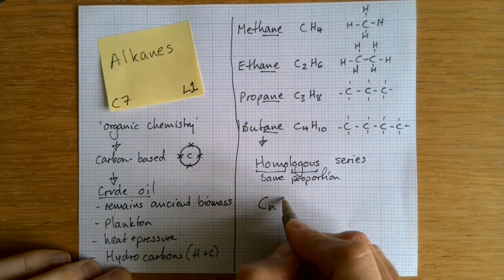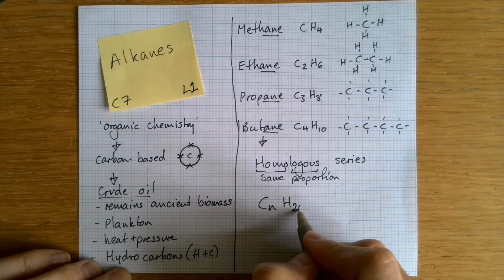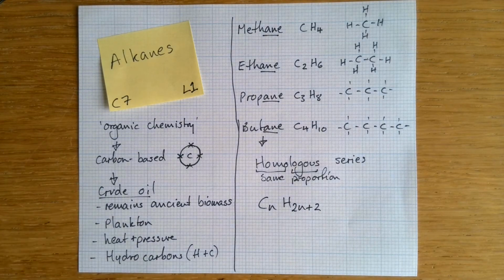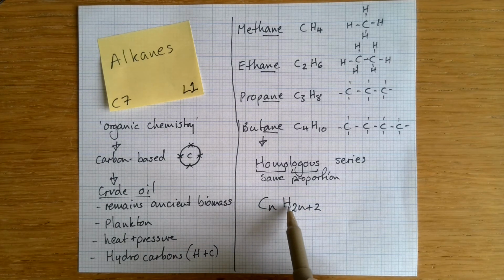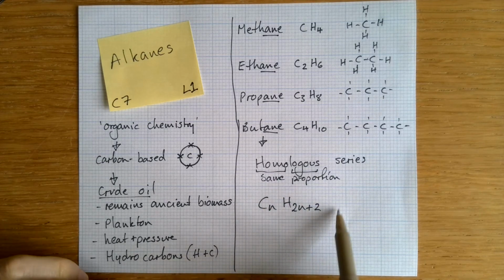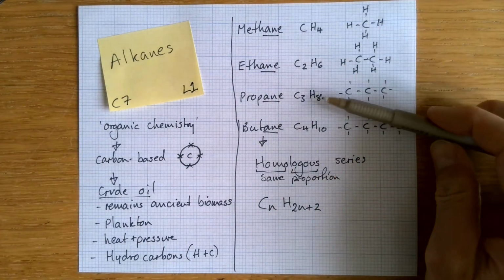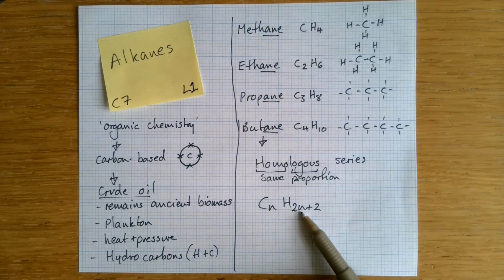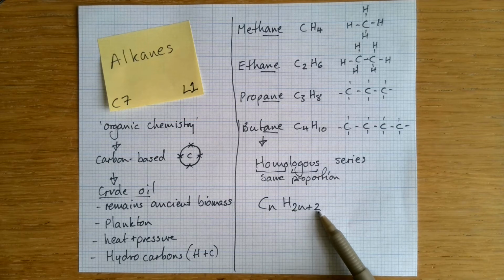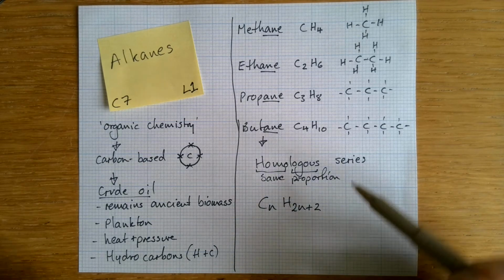We can use the formula CnH2n+2. This is called the general formula. The general formula is a way of trying to calculate the number of hydrogens based on the number of carbons. So let's see if all of these molecules here are all of the same proportion. Have they got twice as many hydrogens plus 2 more compared to the number of carbons? Well, let's have a quick look.